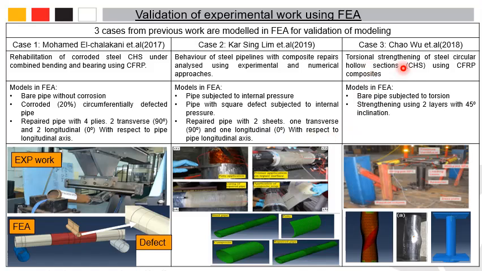The third case talks about torsional strengthening of steel circular hollow sections using carbon fiber reinforced polymers. Since this case talks about strengthening and not rehabilitation, there are two models: a bare pipe subjected to torsion, and strengthening using two layers with 45 degrees inclination.